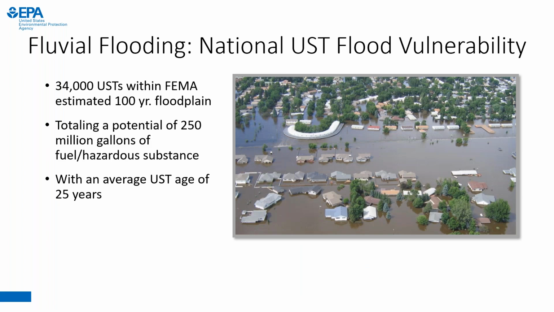And then, because we mapped all of these locations, both the facilities and the leaking underground storage tanks, we can look at the proximity of these items to floodplains. We found that there are about 34,000 active USTs within FEMA's estimated 100-year floodplain, and that's about 250 million gallons of fuel lying within these floodplains. And the average age of these USTs is about 25 years old.